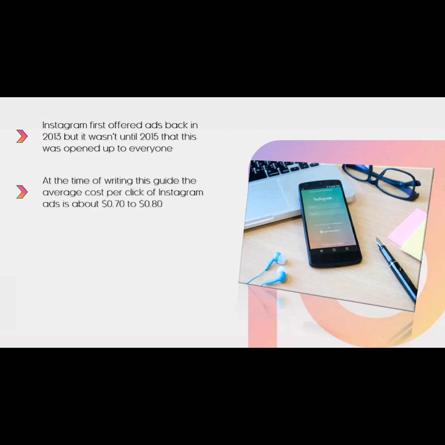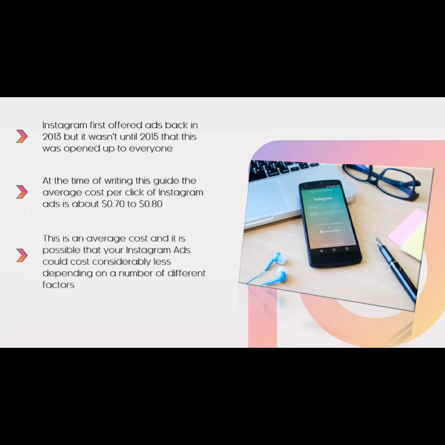At the time of the writing of this guide, the average cost per click of Instagram ads is about 70 cents to 80 cents. This comes from an analysis of over $300 million in ad spend on the platform. This is an average cost, and it is possible that your Instagram ads could cost considerably less, depending on a number of different factors. The time of year the ads are placed affects the costs, with the last quarter of the year having the highest average costs.